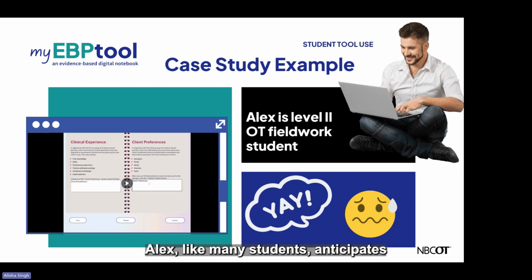Alex, like many OT students, anticipates the challenge of managing a high work volume, including client assessments, interventions, documentation, and a case study report. Alex was introduced to My EBP Tool during the semester before Level 2 fieldwork, and he feels that this could be a valuable resource for helping with assessment and intervention planning during his fieldwork experience. Halfway through the Level 2 experience, Alex takes on a small caseload.